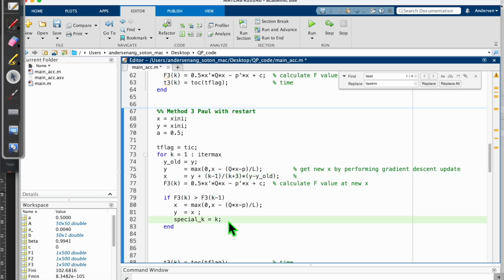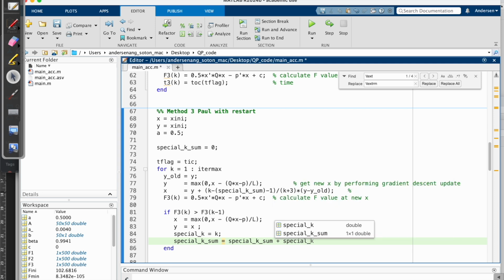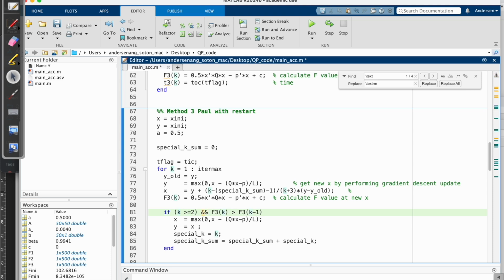So what do I need to do? This one actually needs to subtract special k sum. So what is special k sum? In the very beginning, special k sum is 0, so you don't subtract anything. And then my special k sum is special k sum plus special k. Now I do this. This means every time my k is bigger than the previous one, and also this is important, k has to be larger than 2, because if not, you don't have the previous one. And n, okay.